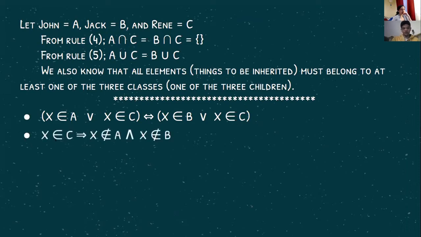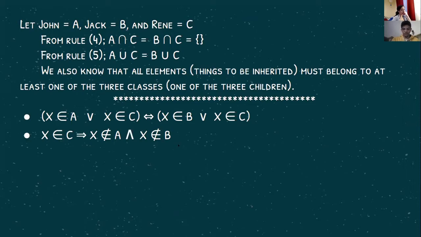So I also know that x belongs to C implies that x does not belong to A and also that x does not belong to B. So I know this from the fourth rule, or rule four. I know A intersection C equals the empty set, so there's nothing common between A and C. So if it belongs to C, then it certainly does not belong to A. And same thing goes for B. I know that B intersection C is just an empty set, so if it belongs to C, it does not belong to B.